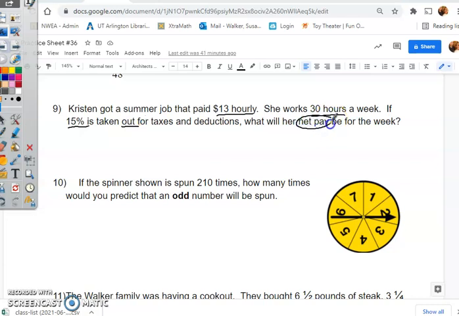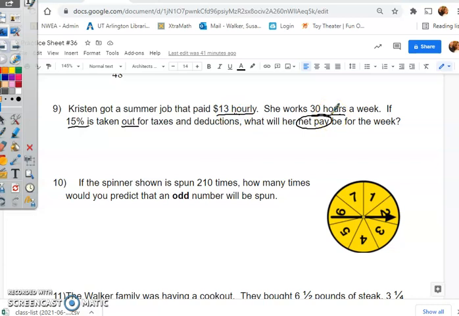So remember, net pay, net income, that means after taxes, okay? So here's what I want you to think about. How would we figure out how much she makes? Don't even think about the taxes right now. If she gets $13 an hour and she works 30 hours, what would we do?